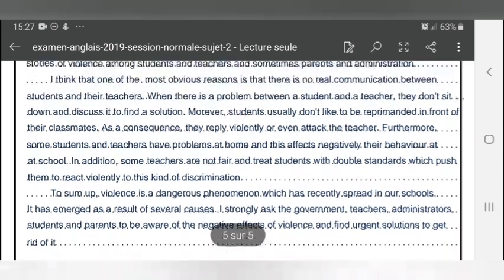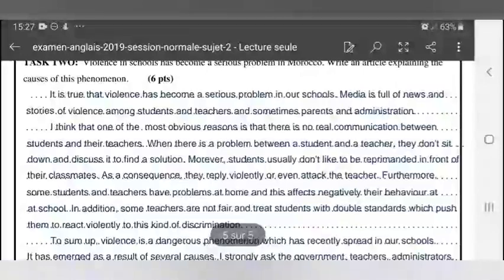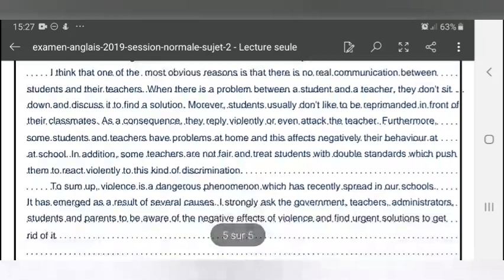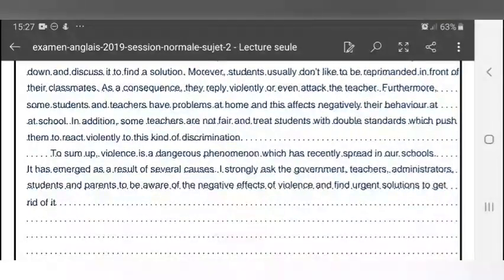If you remember, we have a similar sentence in the introduction. We say, violence has become a serious problem in our schools. Here, we say a dangerous phenomenon. It's the same idea, but we just change the words. It has emerged as a result of several causes. So here, it is a summary of the second paragraph. I didn't mention any details. I just give the general idea of the body.